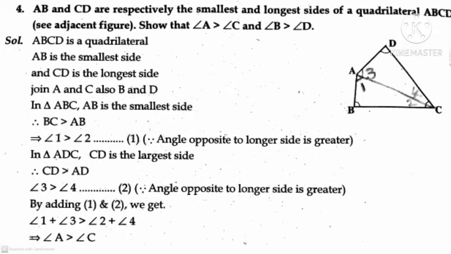By adding equation 1 and equation 2, we get angle 1 plus angle 3 is greater than angle 2 plus angle 4. That implies if we add angle 1 and angle 3, we get angle A, greater than if we add angle 2 plus angle 4, we get angle C.